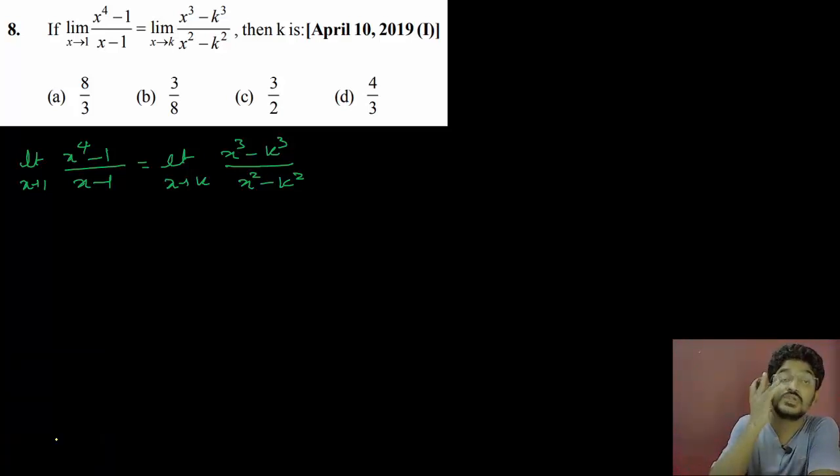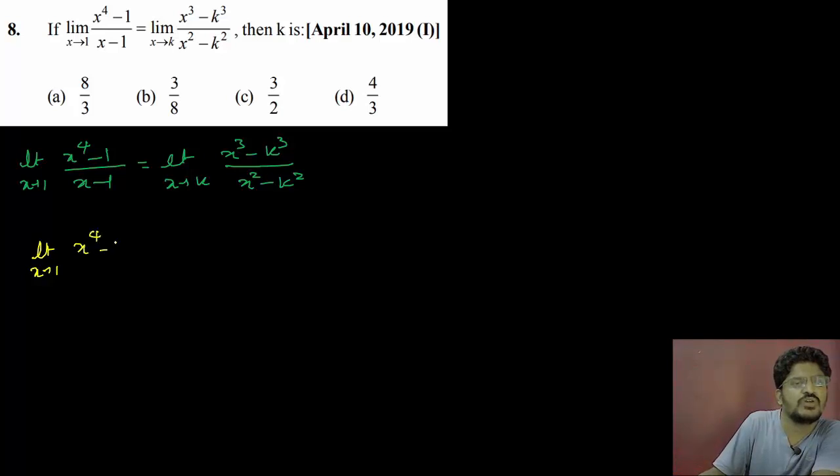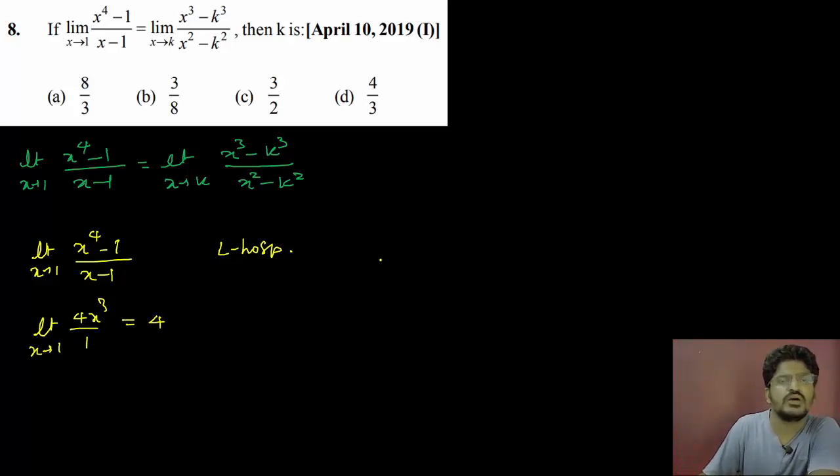Okay, so to find the value of k, first I will simplify my LHS, that is limit x extending to 1, (x to the power of 4 minus 1) divided by (x minus 1). By L'Hospital rule, you can see that it will be 4x cube divided by 1. So limit x extending to 1, it will be 4. In the same way, limit x extending to k, this is (x cube minus k cube) divided by (x square minus k square).